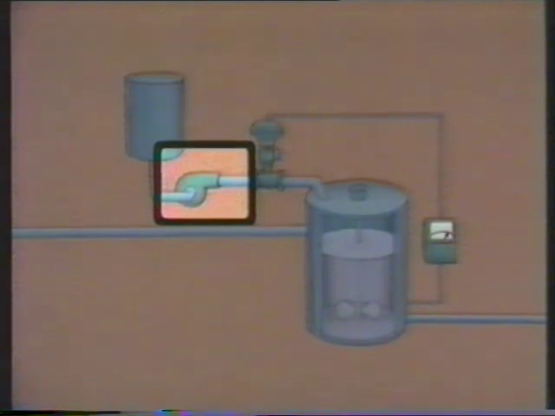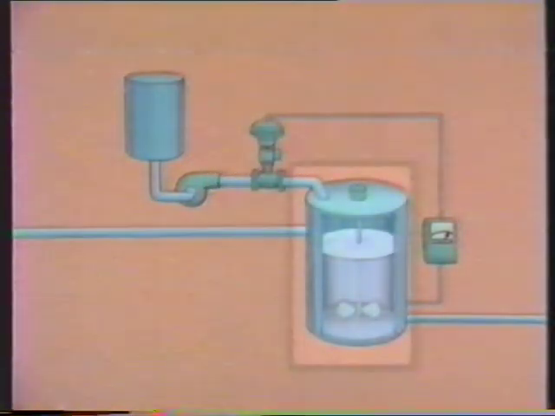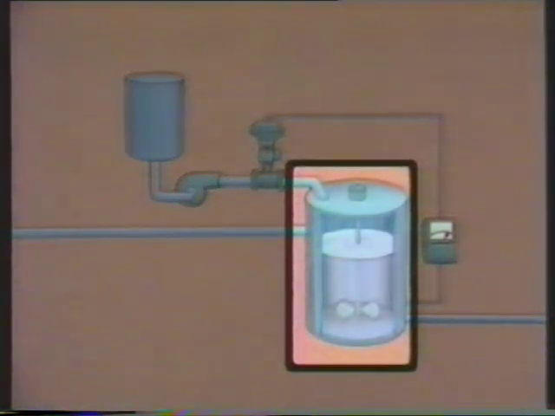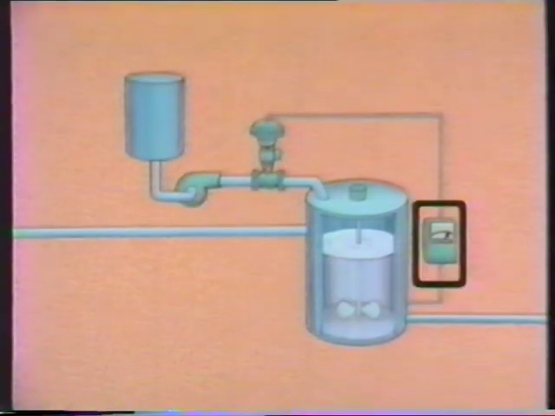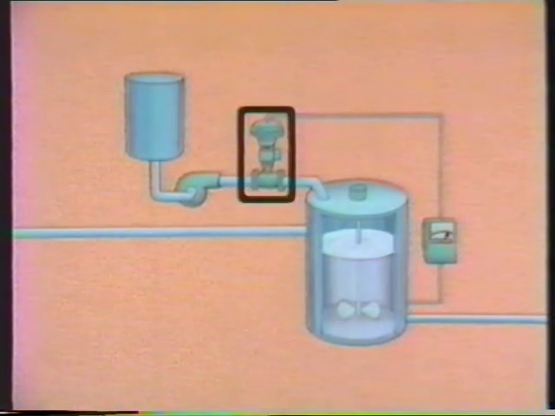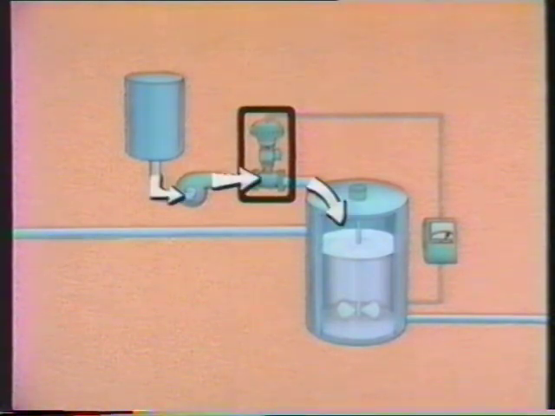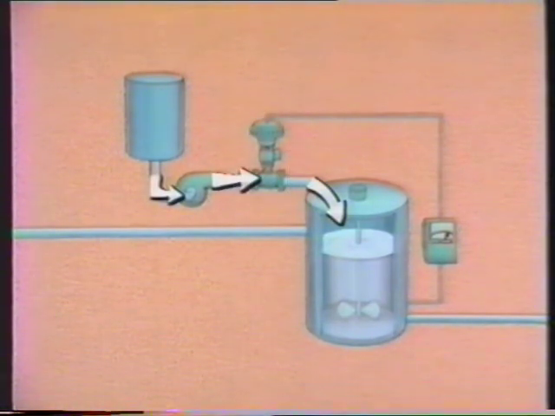The acid addition pump supplies the motive force to move the acid through this line to the mixing tank. This mixing tank holds untreated water. It contains an agitator that mixes the untreated water with the acid. The pH controller automatically measures the water's pH and opens or closes the control valve to add the proper amount of acid to the mixing tank.